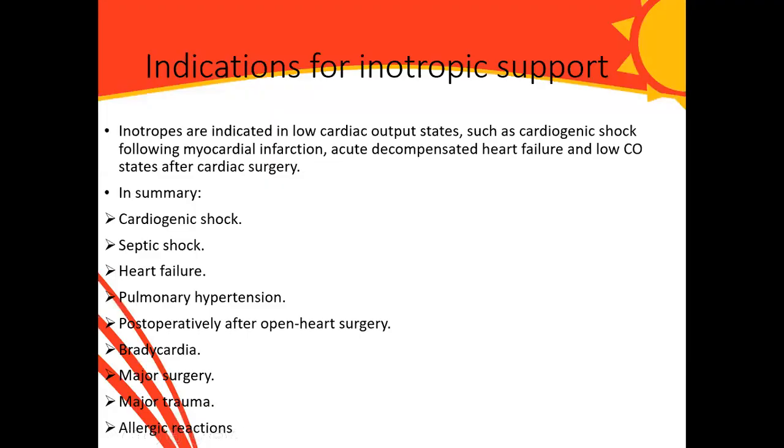All right, so what are the indications for inotropic support? Inotropes are indicated in low cardiac output states such as cardiogenic shock, which we discussed in our last lecture. In summary, I've listed some indications for inotropic support, both in anesthesia and critical care settings: cardiogenic shock, septic shock, heart failure, and pulmonary hypertension. After open heart surgery, sometimes you need inotropes to maintain the functions of the heart. After major surgery, major trauma, and sometimes allergic reactions, because of the significant drop in blood pressure and also the effects of the allergies on the cardiac output. So these are some of the common indications for inotropic support.